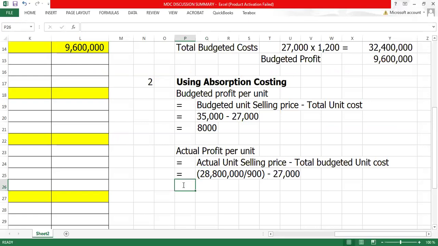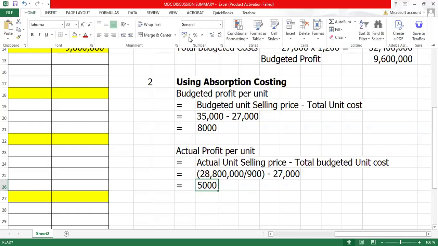Okay, so what do you get? Just press on your calculator and tell me. When you press on your calculator, what do you get? Open bracket 28,800,000 divided by 900 minus 27. That's what I have: 5,000. Let me hope that's okay.